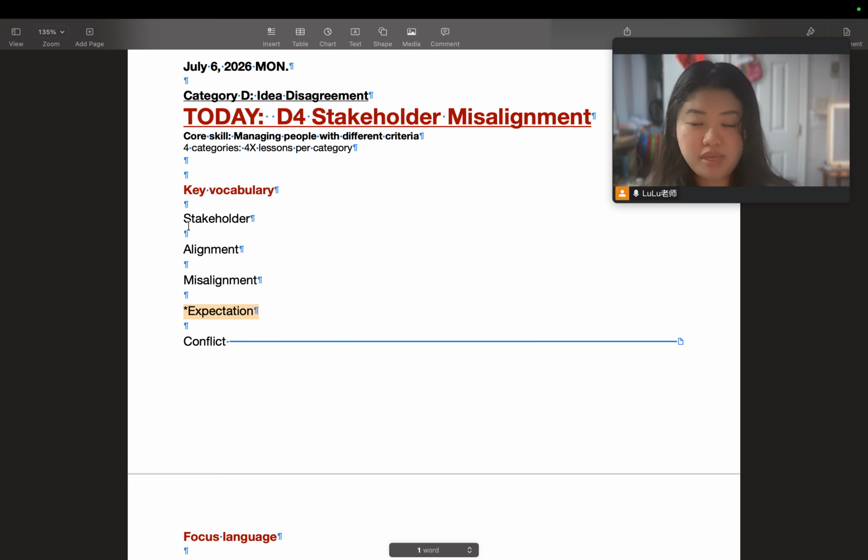Good. Make it more simple. Good. Alignment means everyone agrees on the same direction. For example, in business deals, we need alignment. Next, misalignment. If alignment is people agree on the direction, what is misalignment? Think in that direction. Yeah, good. Misalignment means people want different things.